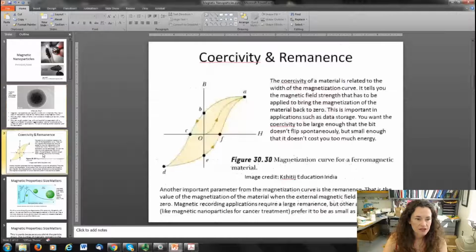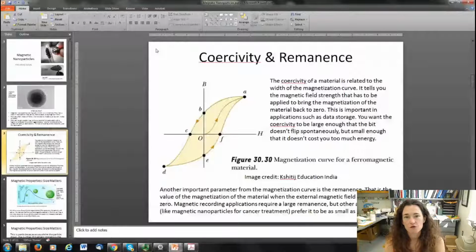Now, in the last lecture, I talked about basic magnetism that you might have learned about in your introductory physics courses. So this is the magnetization curve or the hysteresis curve for a ferromagnetic material that we talked about. There are a couple of parameters that you can deduce from looking at this curve, and I'd like to talk about them because they can be pretty important in some nanoparticle applications.